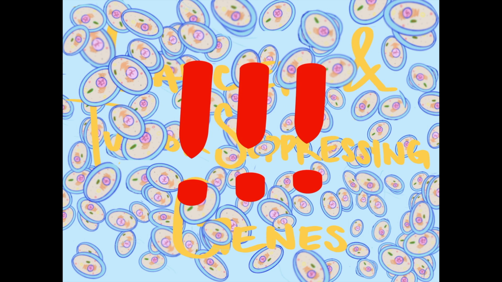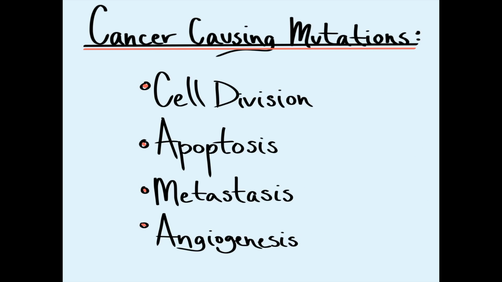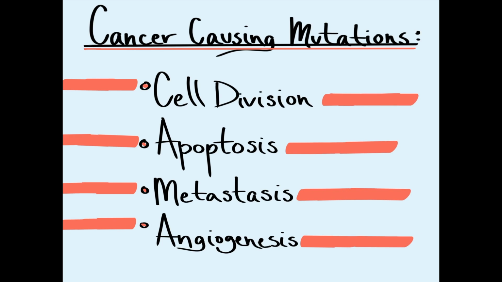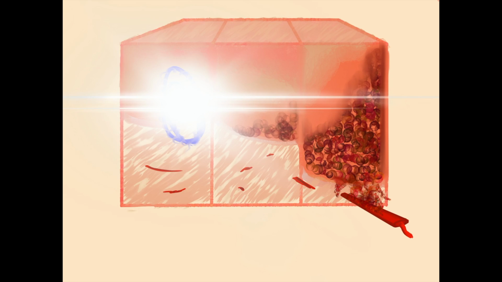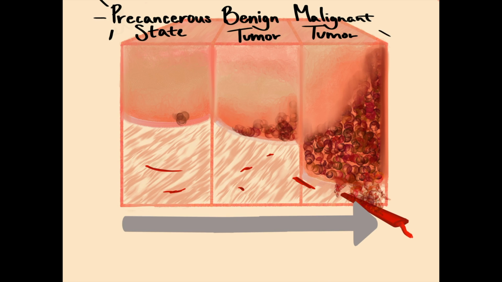and possibly lethal tumors. Cancer-causing mutations include mutations causing uncontrolled cell division, mutations in apoptosis-inducing factors, metastasis, and angiogenesis. Uncontrolled cell division is induced by different mutations that disrupt the cell cycle regulation. The first cross-section of a layer of skin here is the first mutation, which is the precancerous state, which later develops into a benign tumor and further goes on to produce a malignant tumor, which can continue to spread.